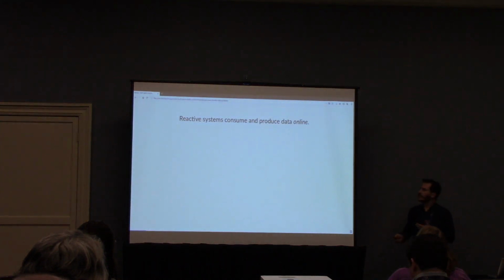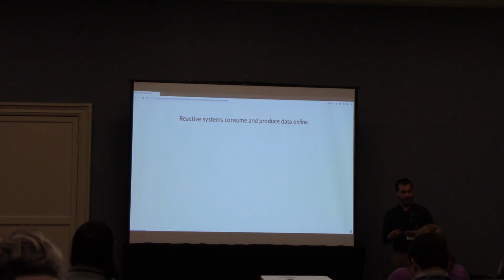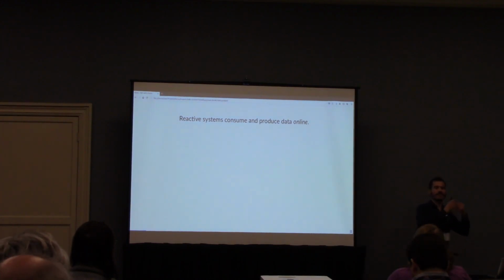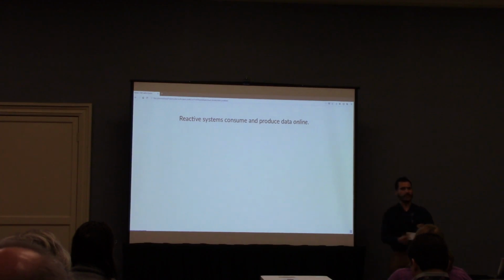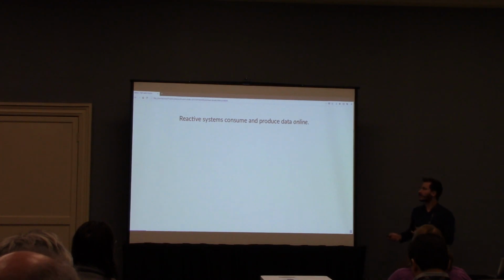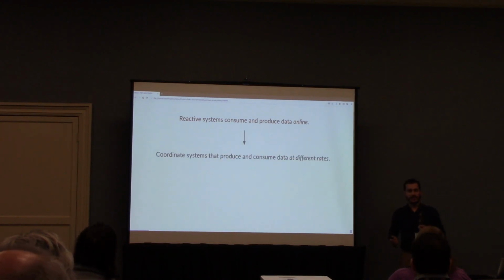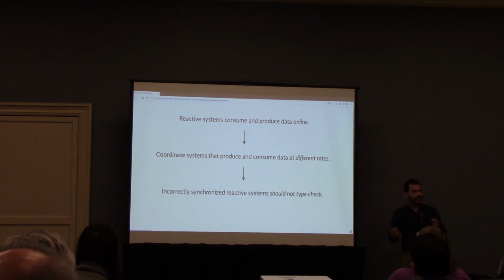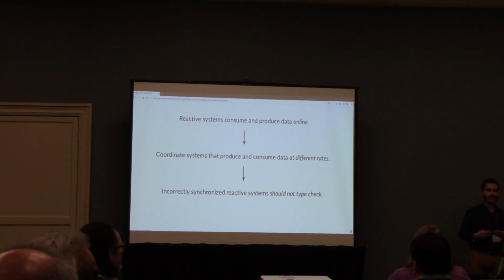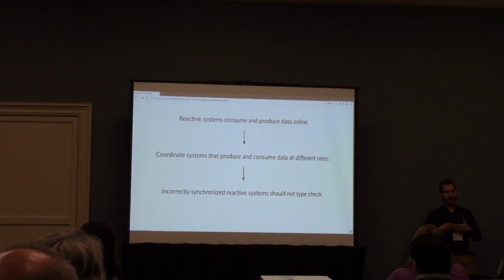So the question is, if we have a reactive system that is consuming and producing data online, that is, it doesn't just take the whole thing and provide the whole result, but rather takes one sample and provides one output, and then another sample, and then another output, and so on. And we need to coordinate systems running at different rates. Ideally, we want failures in this coordination to be type-level errors, if we can. So we want some kind of assurance that we're doing things right, and we want wrong coordination to be a type-level error.